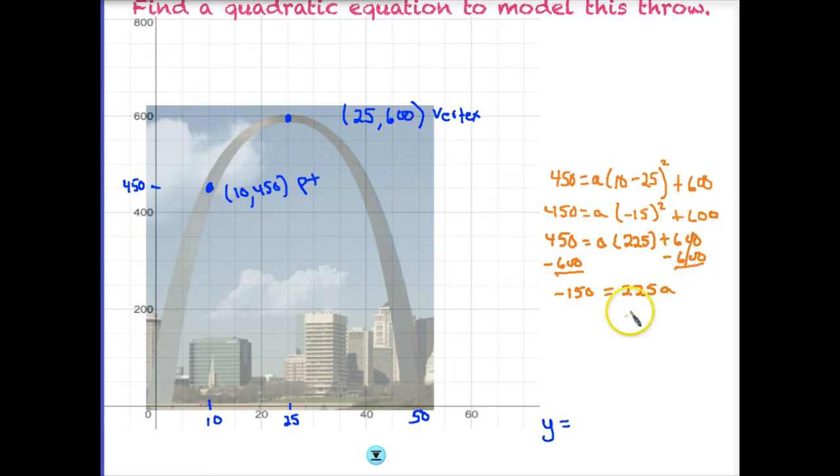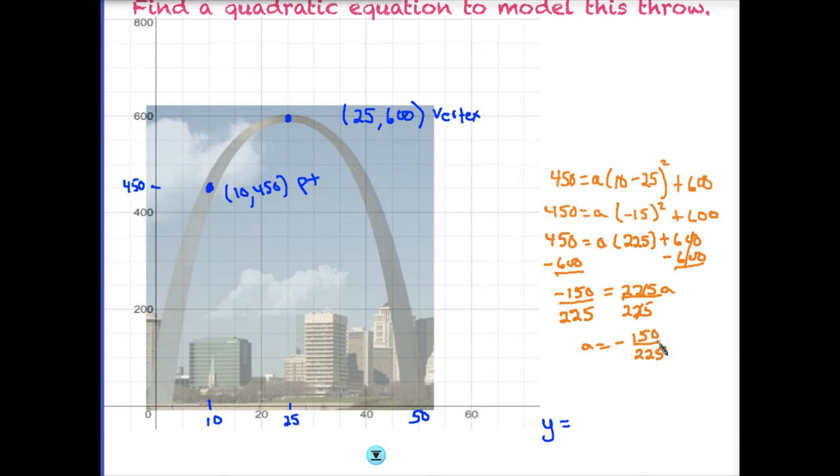These are gone. Okay, my final step will be to divide both sides by 225 in order to figure out my rate of change. And notice I am going to get a negative rate of change, which is exactly what I needed. So what I get is a is equal to negative 150 divided by 225.